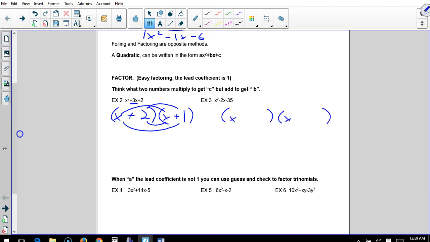x and x. We need numbers to make 35. Again, that's the 1 and 35 and 5 and 7. So we want a difference of negative 2. So that's going to be 5 and 7. But we want more negatives than positives, so we make the negative 7 and positive 5. Again, we could FOIL this and check it, but that is how it breaks down.